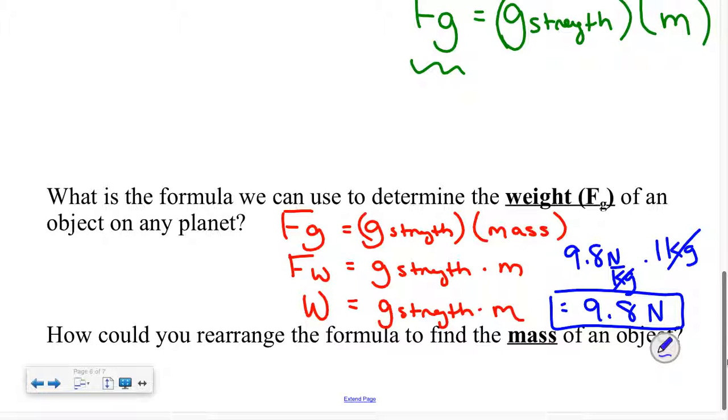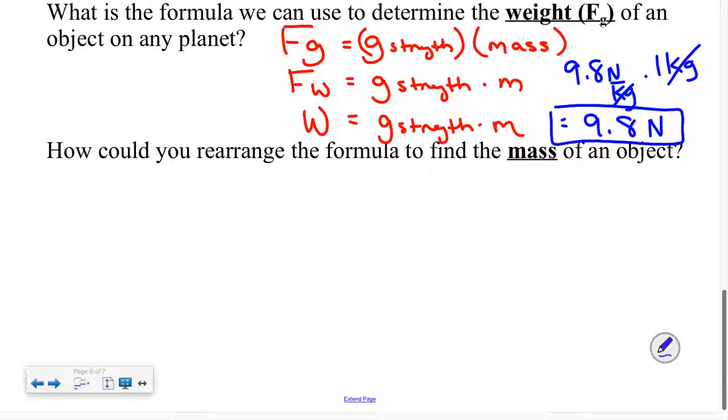Now, say I don't want to find force gravity or weight. Instead, I want to find the mass of the object. I can do that pretty simply just by algebraically rearranging this. So I start with my generic starter equation. Gravitational field strength times mass equals force gravity.